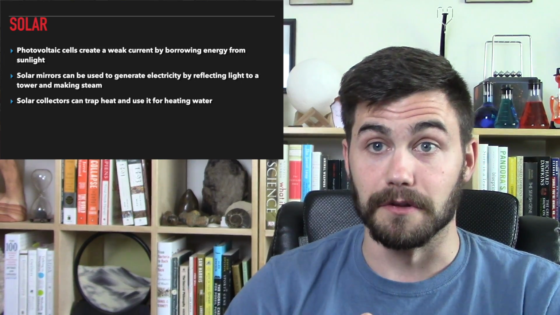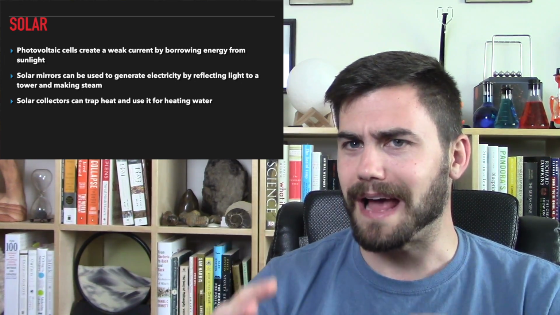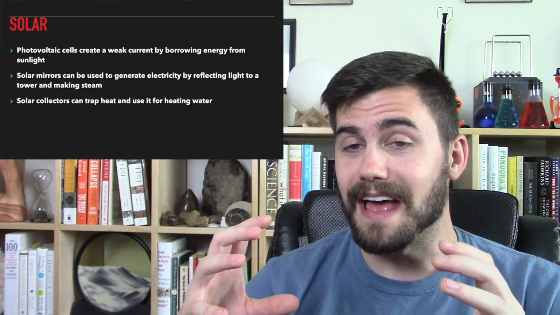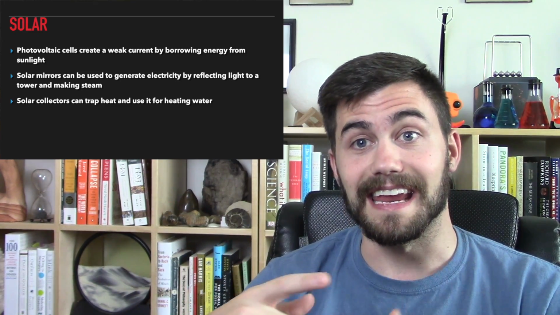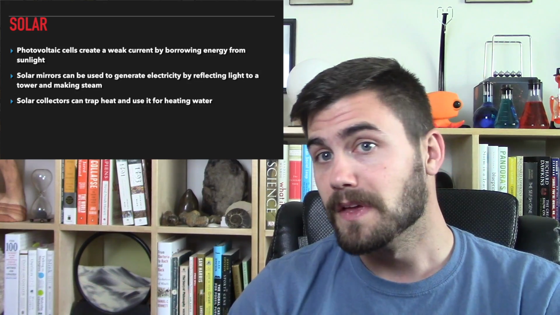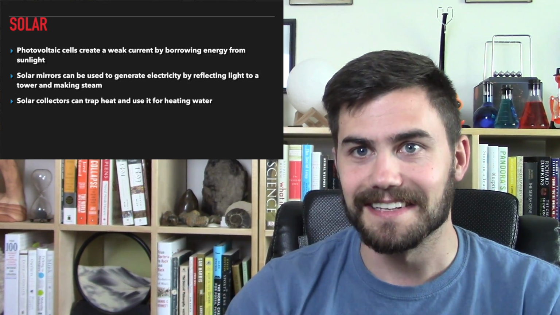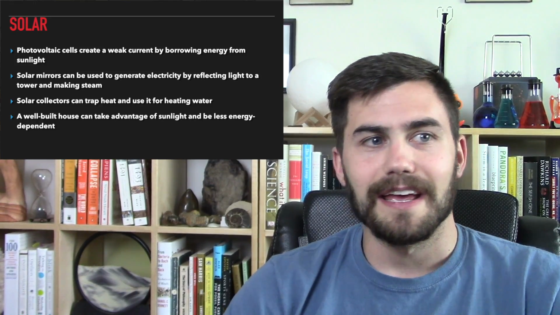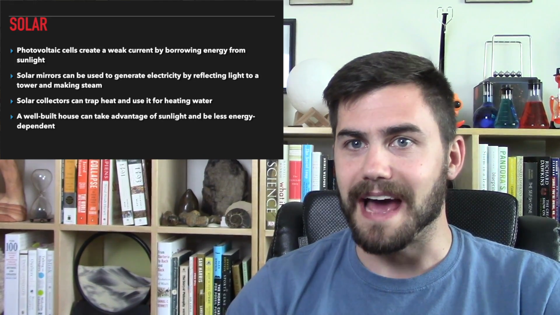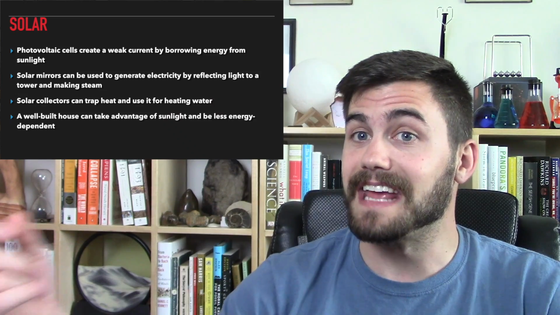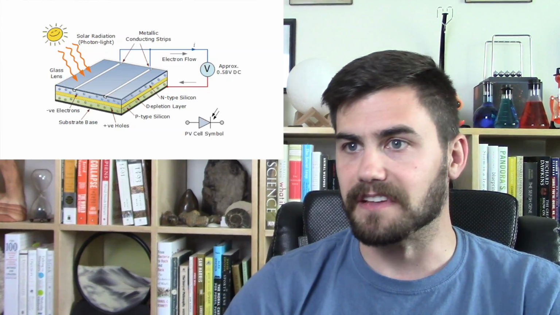And some homes have solar collectors, which are literally just black boxes on their roof. That gets really hot, and then that heat can be used to heat water, so you're not burning natural gas to do it or whatever. It's free heat for your home, essentially. And also, a well-built house can be energy efficient and take advantage of sunlight.